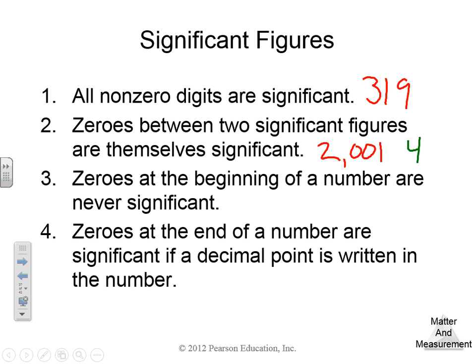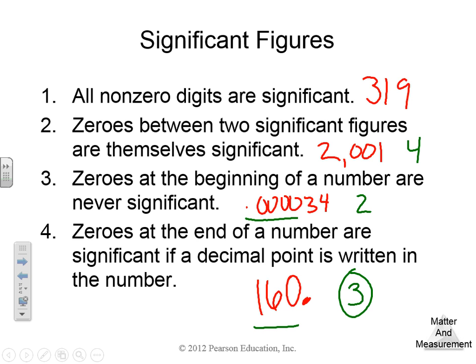All right. Next example. Zeros at the beginning of a number are never significant. So for example, 0.000034. These 4 zeros do not count, therefore that number has 2 significant figures. And lastly, zeros at the end of the number are significant if a decimal point is written in the number. So if I have 160 with a decimal, that decimal now means that I measured that spot, and we have 3 sig figs here.